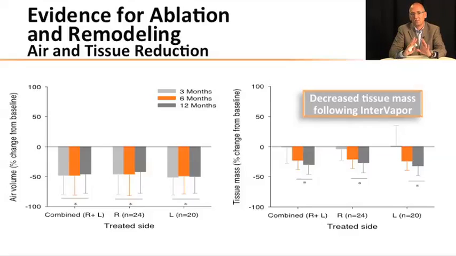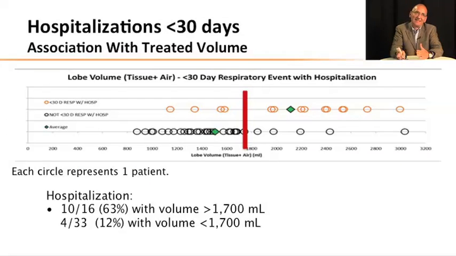And therefore, the company did a well-designed and perfectly done analysis. They analyzed the air-tissue ratio, how much air is in the treated lobe and how much tissue is in the treated lobe. And you see on that slide that we can decrease the tissue mass after an InterVapor technology. And they also analyzed that tissue-air ratio regarding the adverse events.